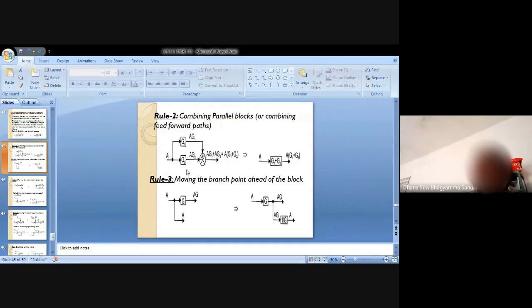Okay, it is simple. As I already told you, when two blocks are in parallel, if I want to combine those two blocks, simply the transfer function values of those two blocks must be added. So here in this single block, you can see G1 and G2 are added. Initially, what is the input? It is A. What is the final output? A into G1 plus G2. Instead of this, you can write A G1 plus A G2. It doesn't matter, both are same. So whenever I want to combine the parallel blocks or feed forward path blocks, I simply have to add the transfer functions of those blocks.